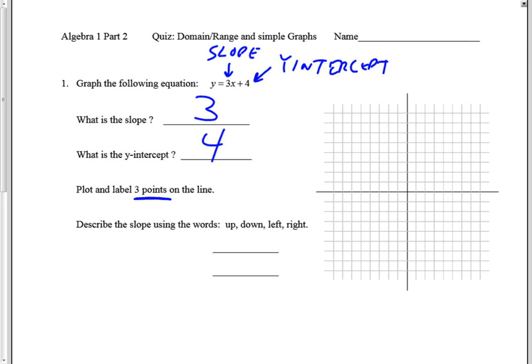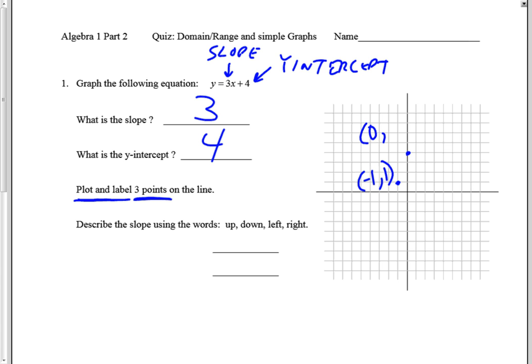How many points did I need? 3. It says plot and label. So I needed something like 1 and -1, 1. You want each point labeled? Yes. 0, 4. Now, a lot of the things I gave you credit for on the quiz, I won't give you credit for on the test.